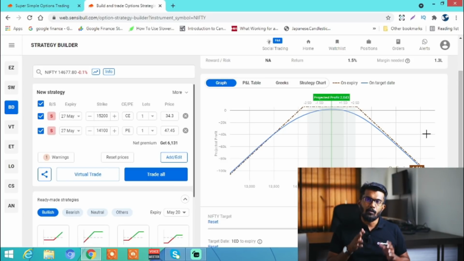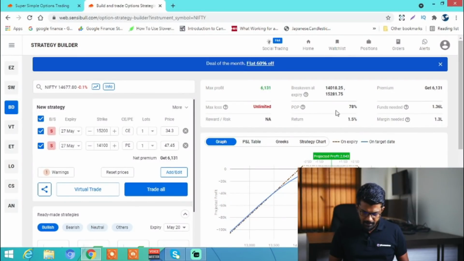So this way you will have a 70% probability of this trade winning. So this way you will have a 70% probability of the trade expiring out of the money, and you can keep the whole premium.